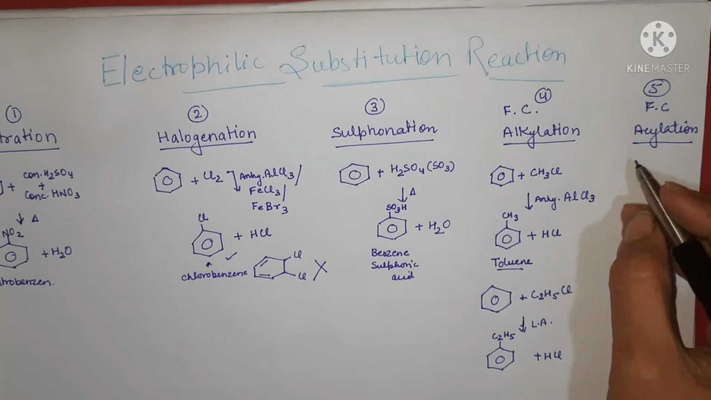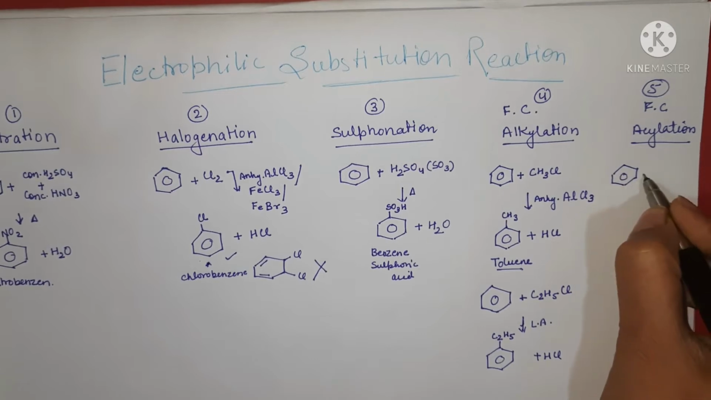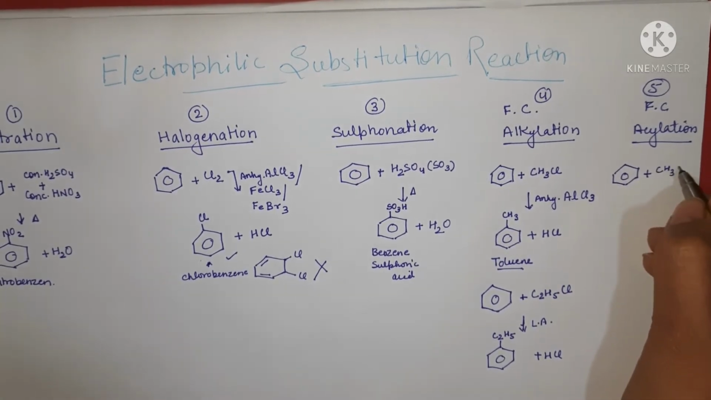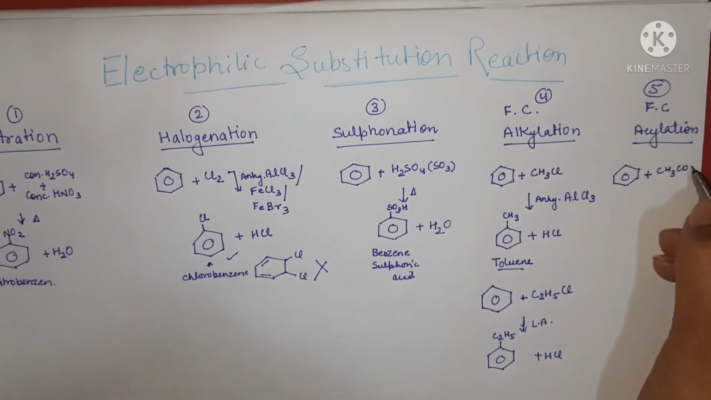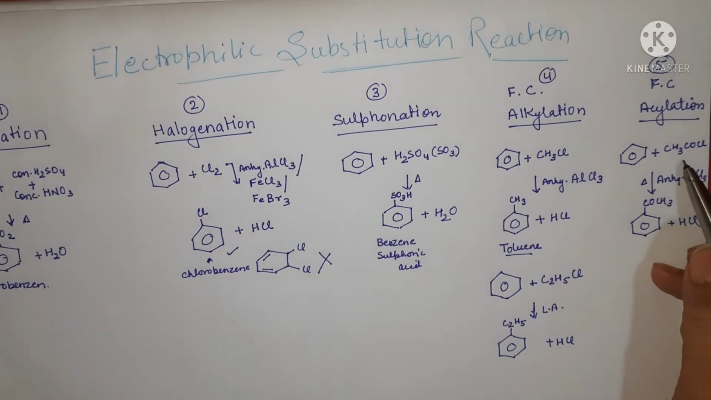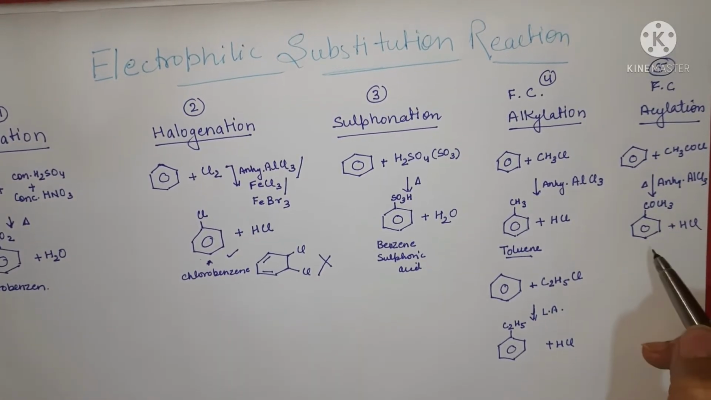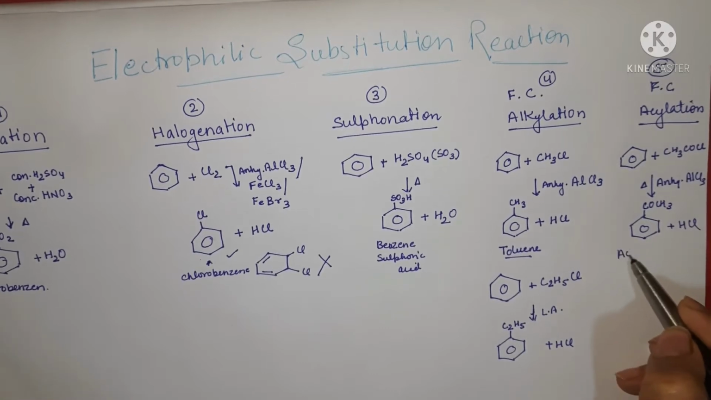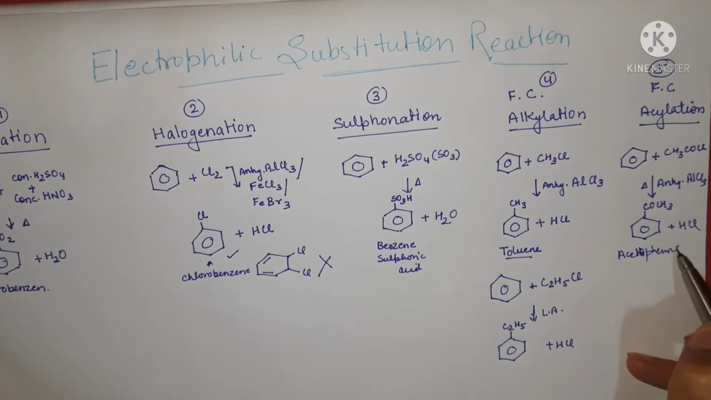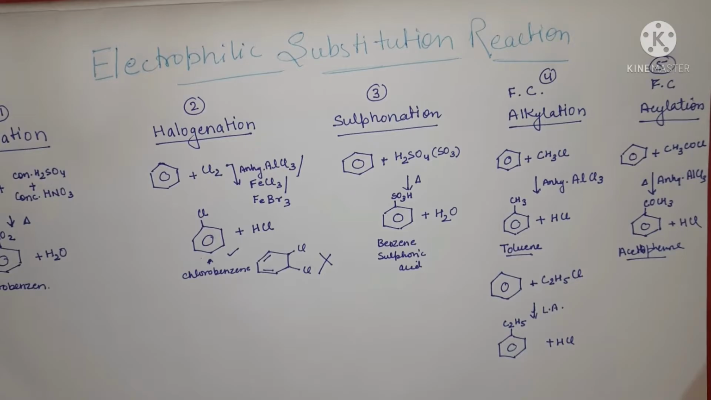For this also we need benzene with CH3COCl. On reaction with CH3COCl in the presence of anhydrous AlCl3, we will get acetophenone and HCl. Now let's move on to the mechanism part.